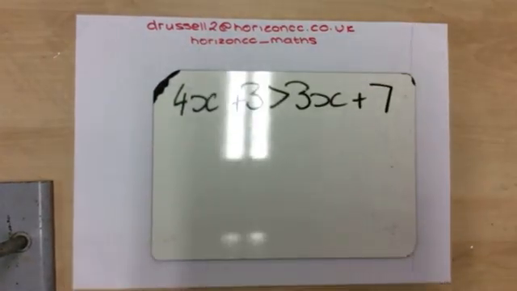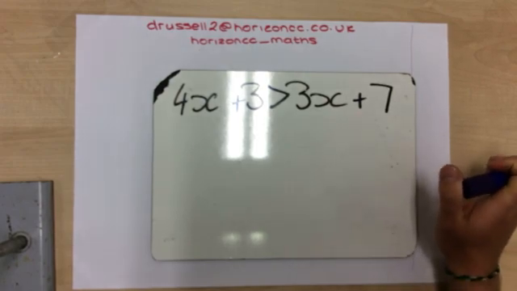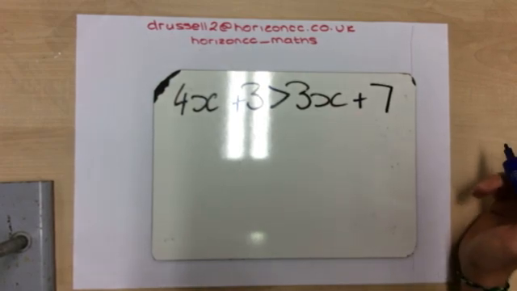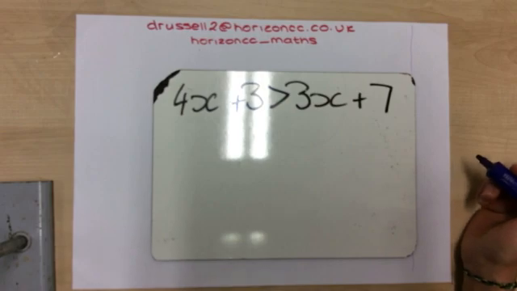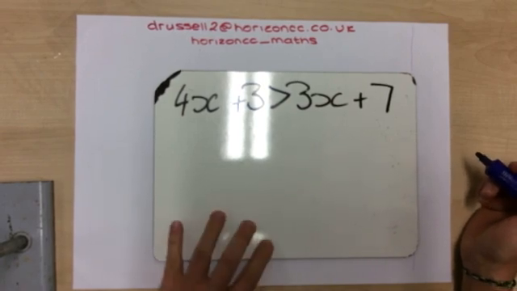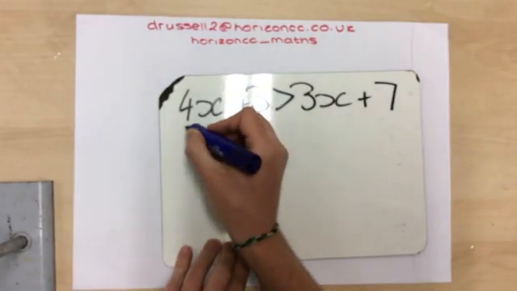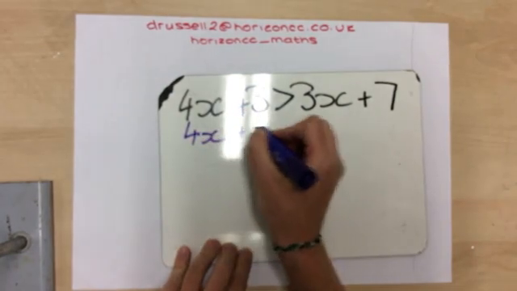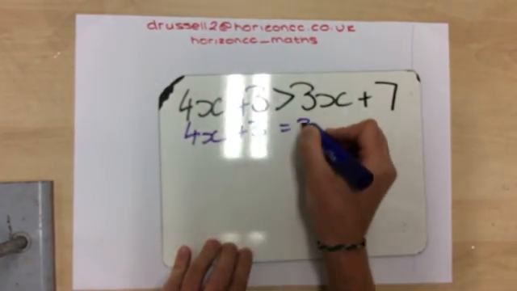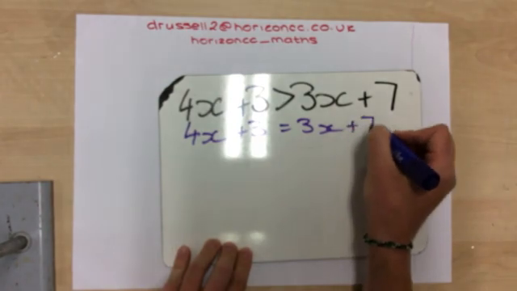Okay, we've got a slightly trickier inequality here where we've got what we class as the unknown on both sides. We've got 4 separate parts. I will start off identical to last time. 4x plus 3 equals 3x plus 7.